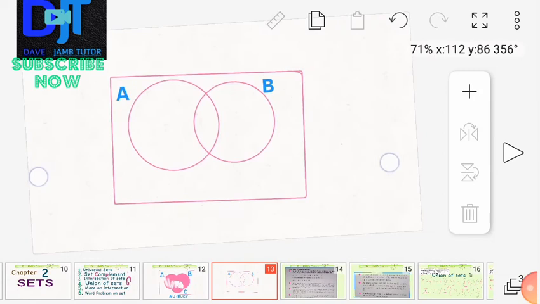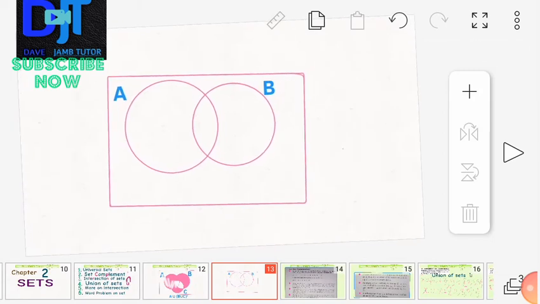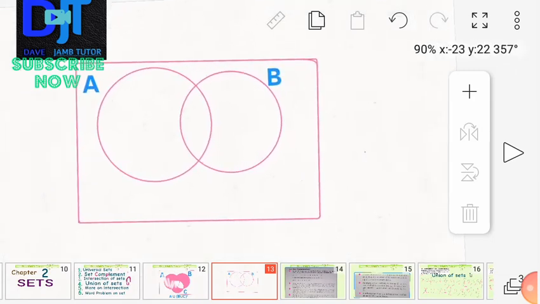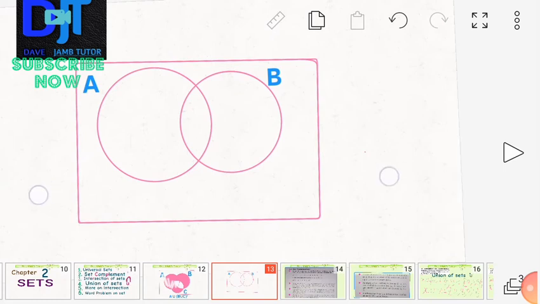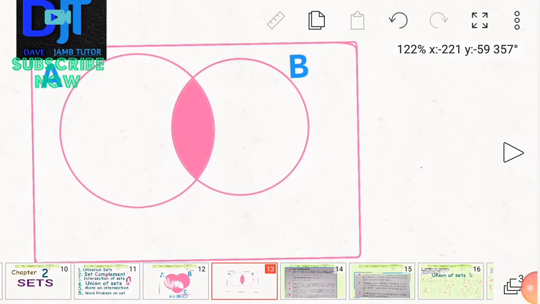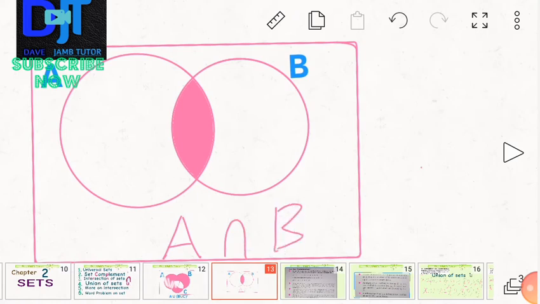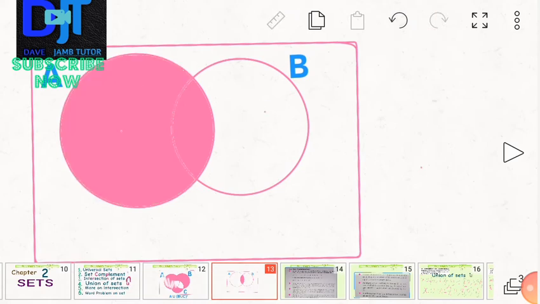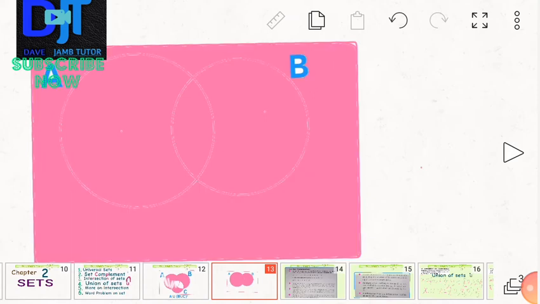The first thing I would like to explain is, if you have two sets like this, we shall have A and B. Whenever we have this middle part filled up like this, it means that this is A intersect B. That's what it's called, A intersect B. But whenever we have the whole parts of the two sets filled up, it's called A union B.